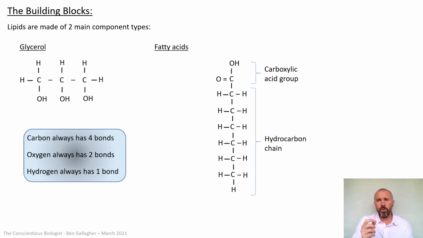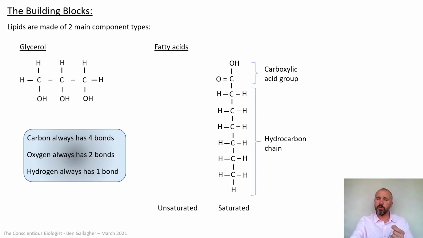Now, there's 2 key types or variants with fatty acids. You can have this one, which is called a saturated fatty acid. The word saturated kind of means full of. So that fatty acid there is full of hydrogen. It's got as much hydrogen joined onto the carbons as it possibly can.